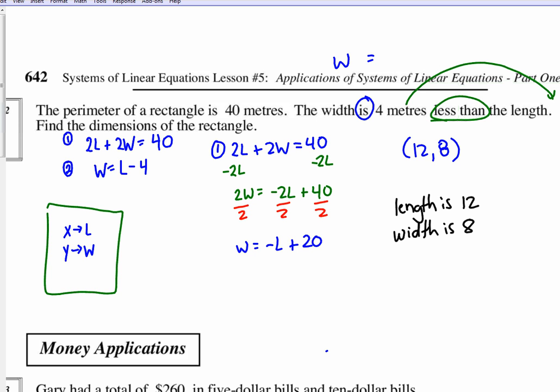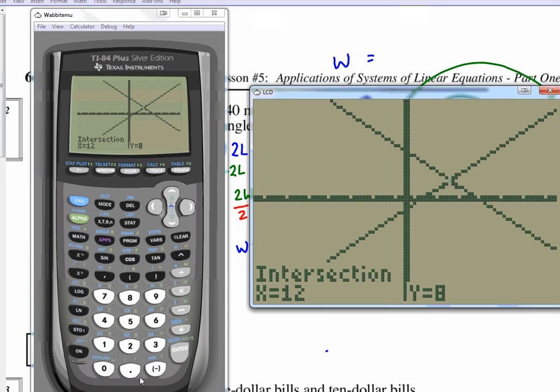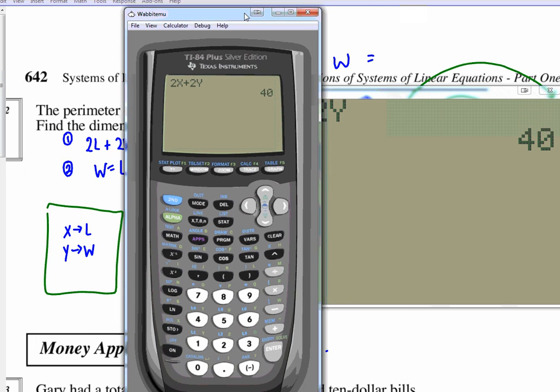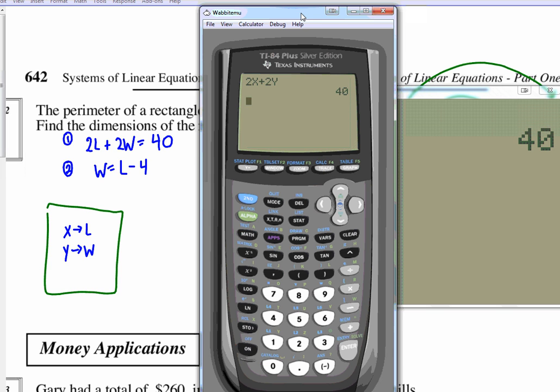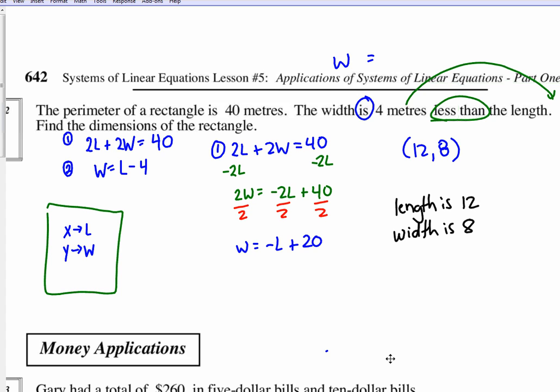And the great thing about solving graphically, if this was multiple choice and I still wanted to do a check, well, I can go 2x plus 2y because it stores the x's and y's. That should equal 40. And our length, which was x, so width equals, so y equals my x minus 4, and that's 8, and my y is my length, which is also 8. So we're good. Okay, so you can do your check.